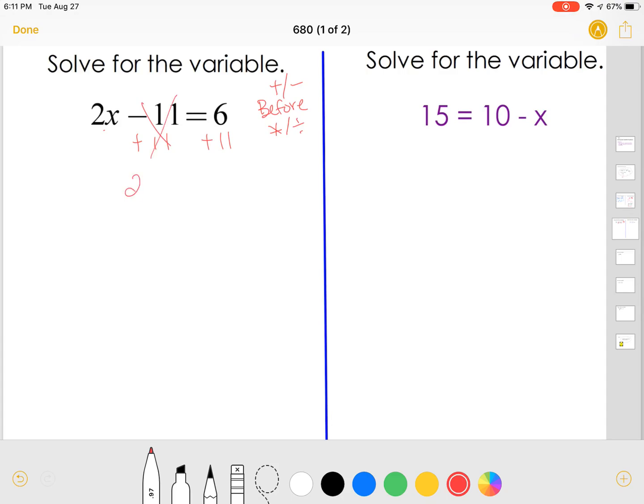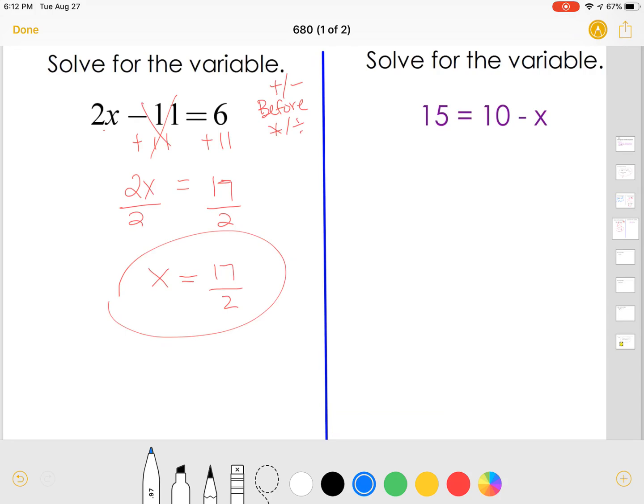Well, all we have left is 2x on the left-hand side, which is equal to 6 plus 11, which is 17. Now we have 2 times x equals 17. So we can do the opposite or the inverse of multiplication, which is dividing. So x equals 17 divided by 2. And you can just leave that as an improper fraction. Now would be a good time to pause and see if you can figure out this next one.